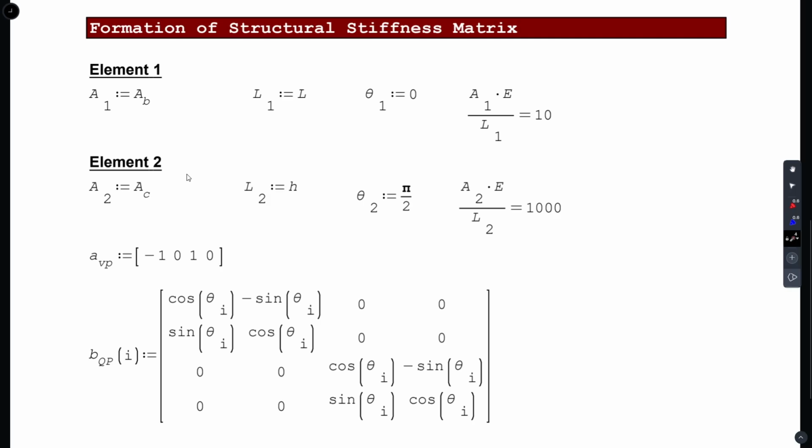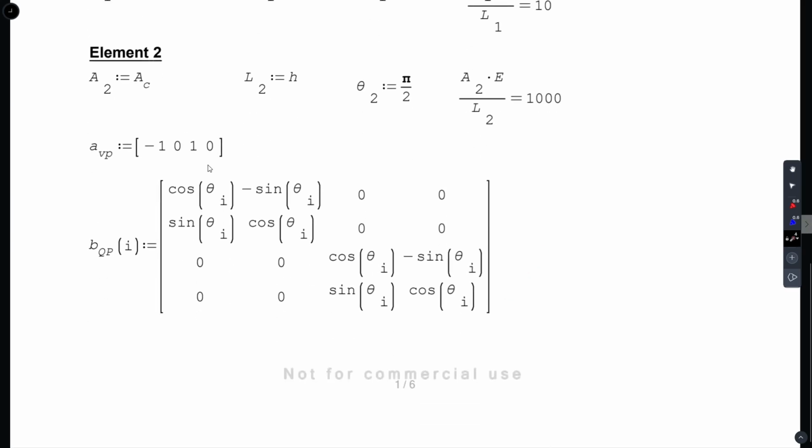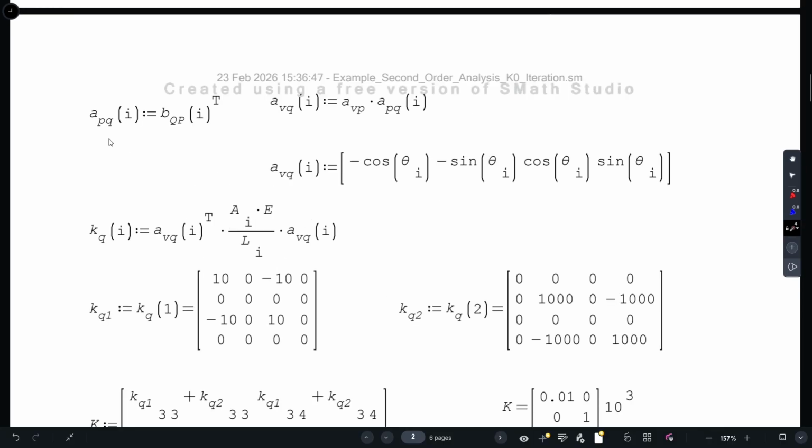Okay. Now, the AVP, the transformation matrix for deformation from P to V is this, which we have studied in the direct stiffness method, and this is the force transformation matrix. Again, all these are covered in the direct stiffness method. Okay. So APQ is BQP transpose, and I can calculate the displacement transformation matrix from global to deformation AVQ, which is AVP into APQ. And if you do the multiplication, you get that, okay, where theta is the angle.